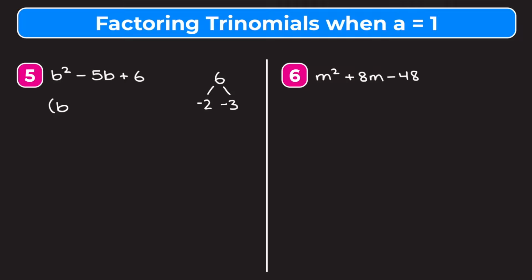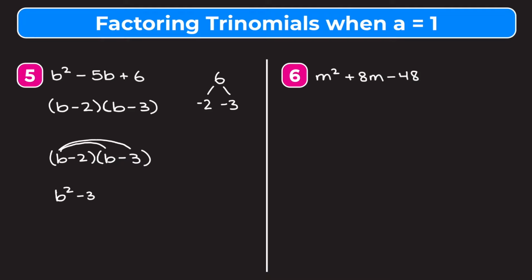So we're going to have b minus 2 times b minus 3. And now down here, I'll just refoil this out to make sure that we did it correctly. So b times b is b squared. B times minus 3 is minus 3b, or negative 3b. Negative 2 times b is a minus 2b. And negative 2 times negative 3 is going to be a positive 6, or a plus 6. When I combine my b terms, negative 3b minus 2b is negative 5b, or minus 5b. And I've got a plus 6. So it does FOIL out to our original expression, so we know we factored correctly.